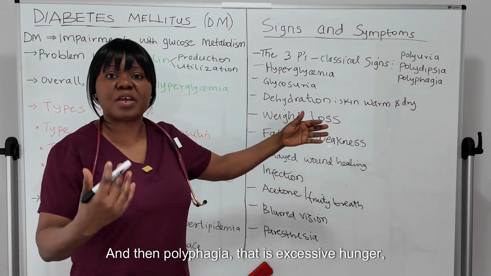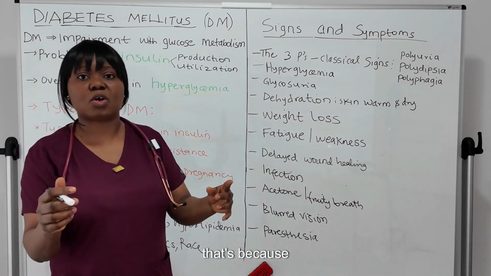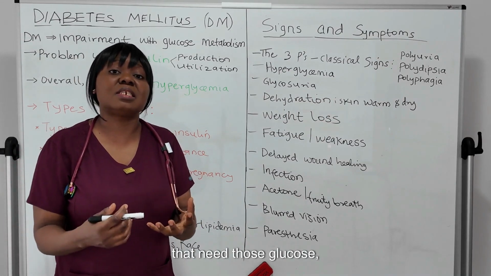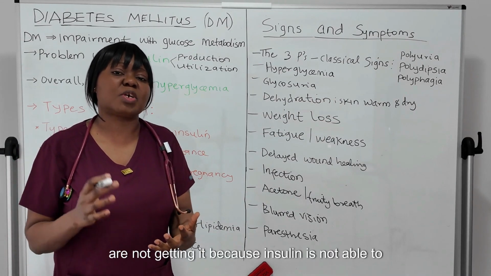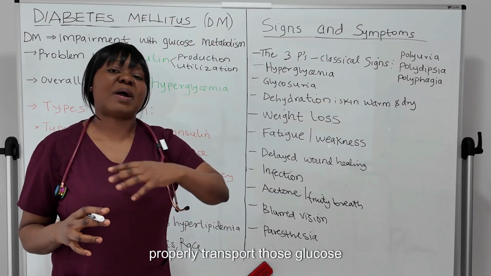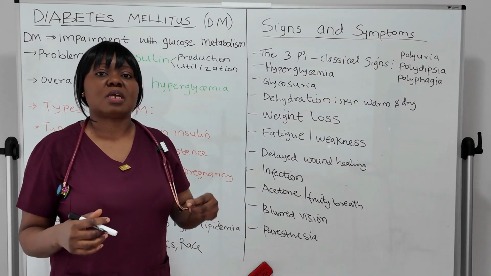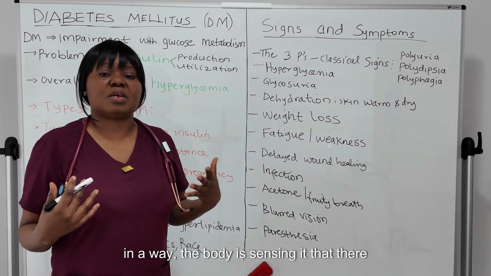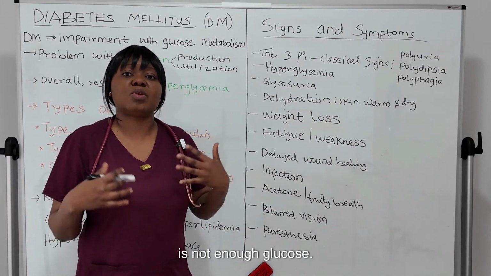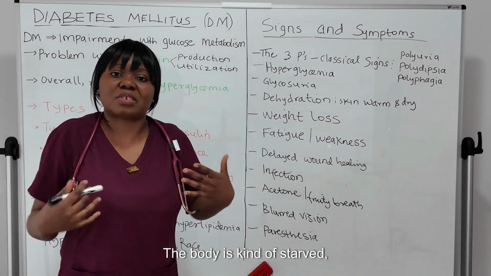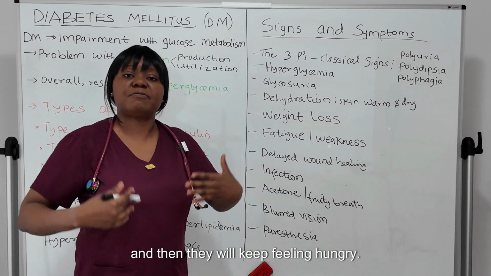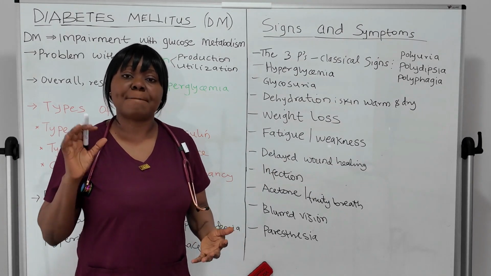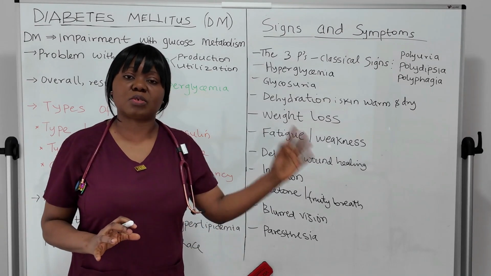And then polyphagia, that excessive hunger, that's because the cells that need the insulin are not getting it, and those glucose are not getting to the cells because insulin is not able to properly transport the glucose to what? To the cells for use. So in a way, the body is sensing that there is not enough glucose. The body is kind of starved, and then they will keep feeling hungry. Even the more they eat, the glucose will just keep flowing because it's not being carried to the cells for use.